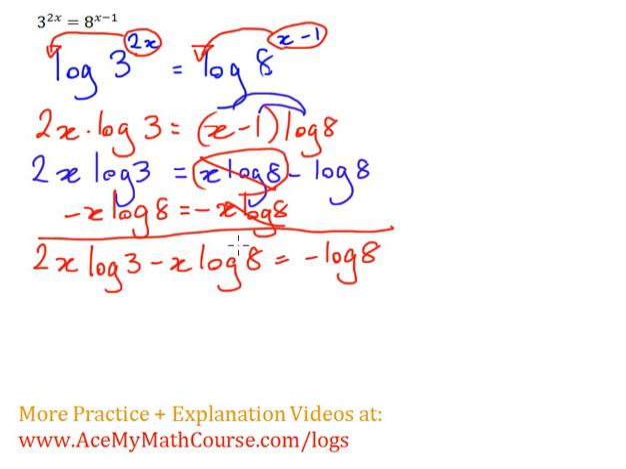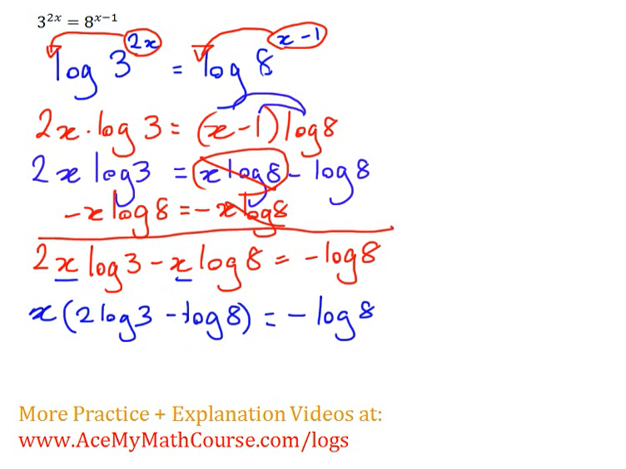That's it. Now, but we have two elements with an x. How can we combine the x's? I can actually just factor the x out. 2x log 3 divided by x is just 2 log 3. Negative x log 8 divided by x is just negative log 8, because the x's cancel out. Look at that. We just factored the x out. And on the other side of the equation, we still have negative log 8.